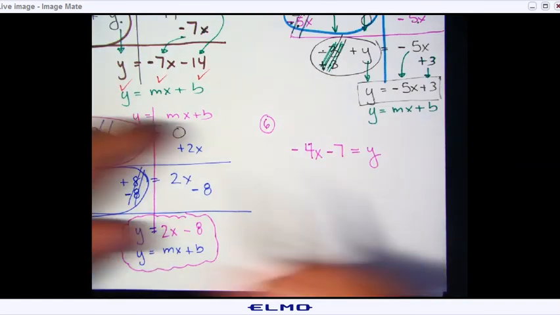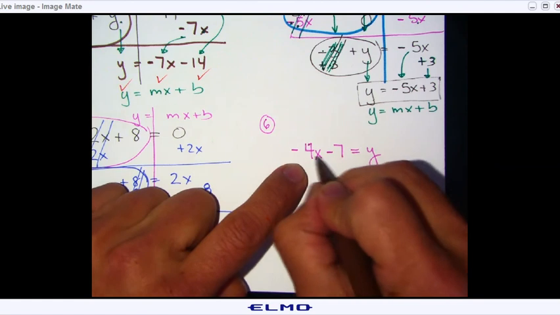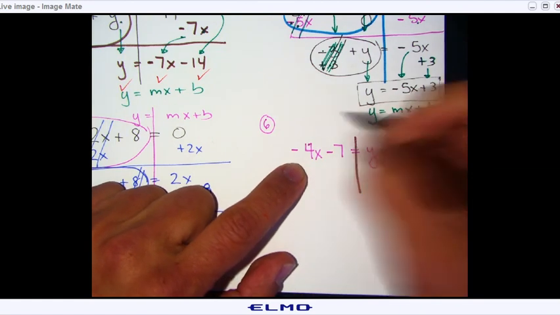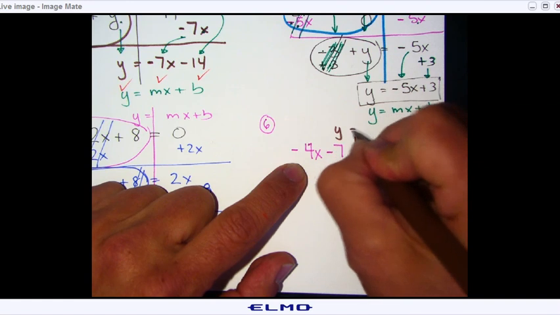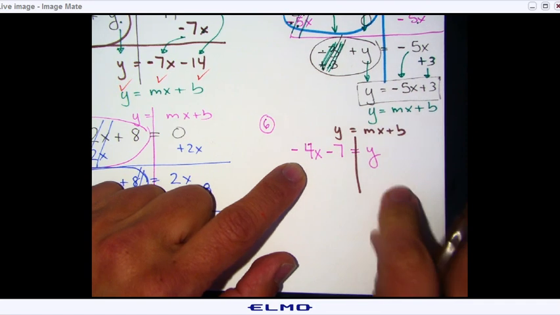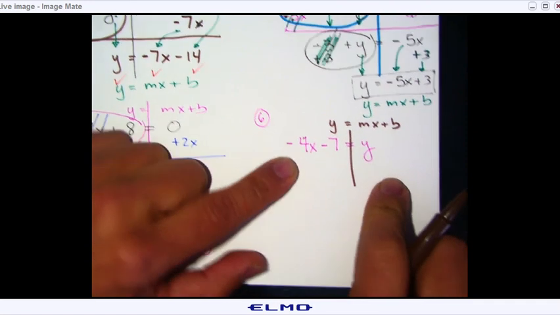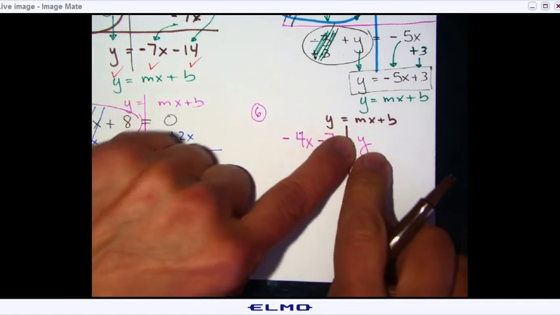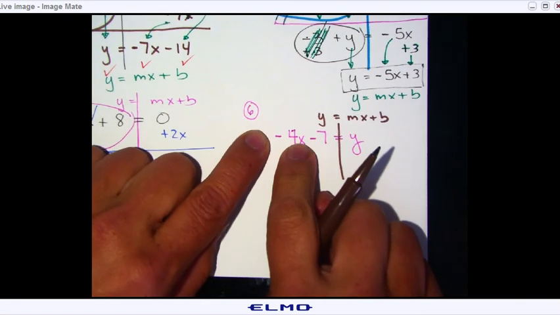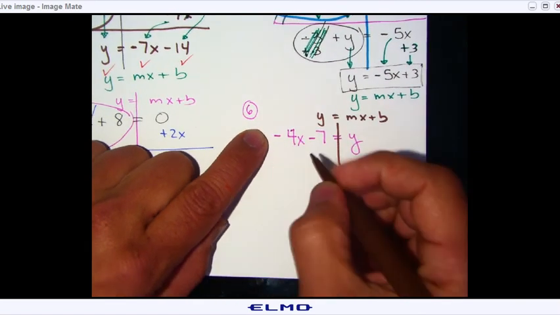So on this problem, we got negative 4x minus 7 equals y. So what do we do first? y equals mx plus b. You see that? But look, you see how, Mister, I have a y here, and I have the mx. Wait, what do I do?